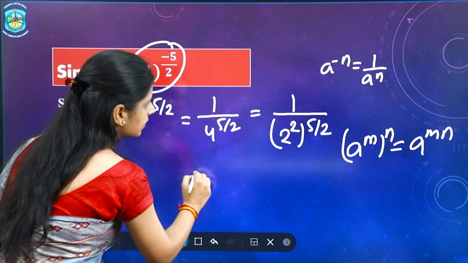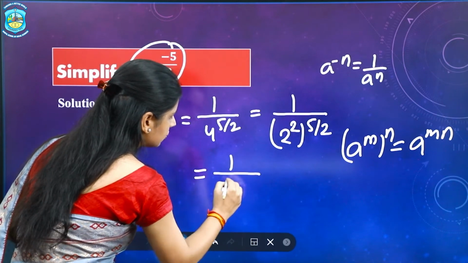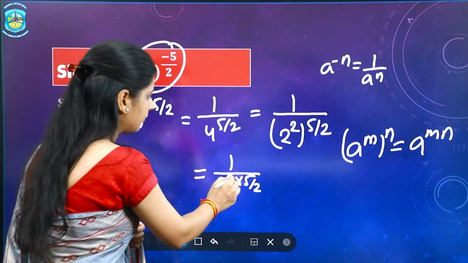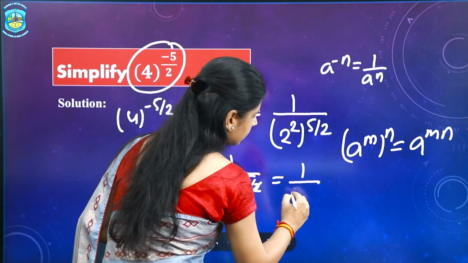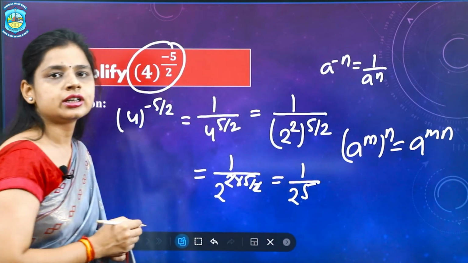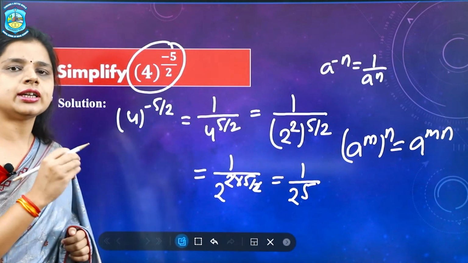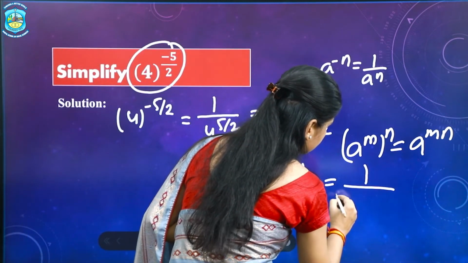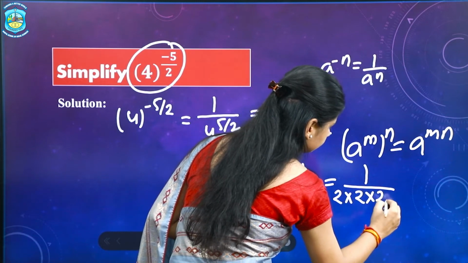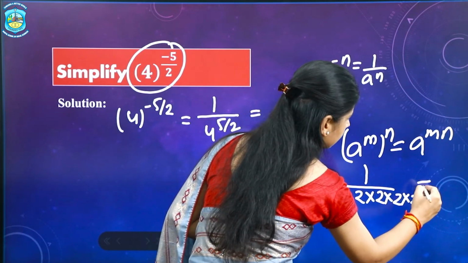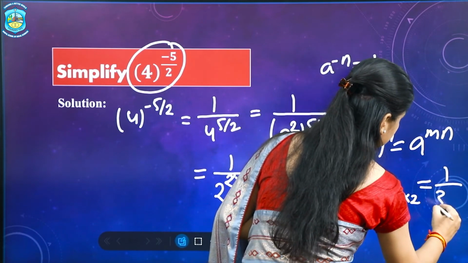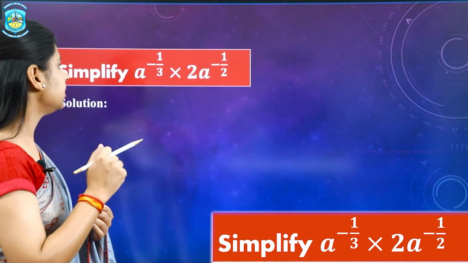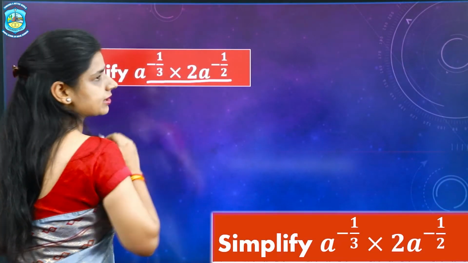So, we will get this term as 1 by 2 square to the power 5 by 2. On simplifying, we will get it as 1 by 2 to the power 5. That is 2 multiplied with itself up to 5 times. So, on multiplication, we will get this expression, and on multiplying, we will get 1 by 32. That will be our answer. In the next example, we will simplify this algebraic expression.